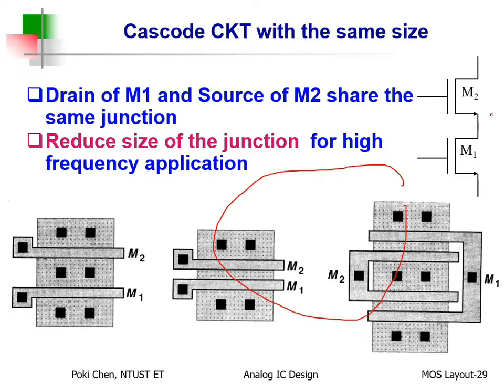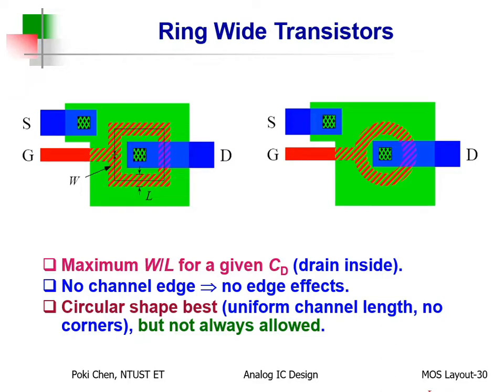How, in some cases, you can reduce the layout area and also reduce the parasitic capacitance. Why not? Alright, hopefully you get a good idea from him.